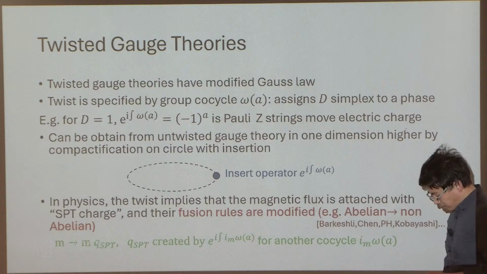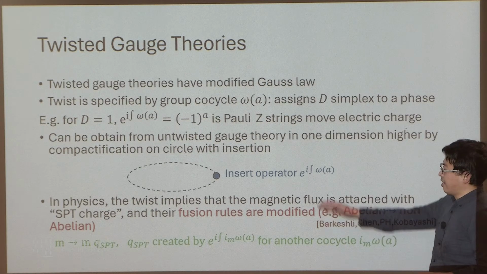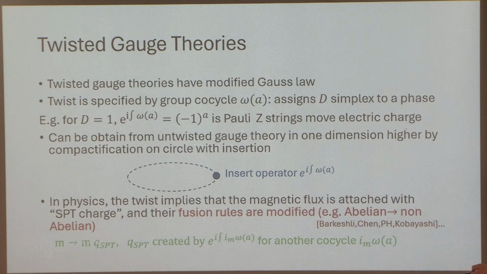This cocycle has a physical interpretation in terms of the topological response of some symmetry-protected topological phase. But what you need to know is that as long as you have a cocycle, I can write down a domain wall operator, and then I can reduce the theory on a domain wall operator to get a twisted gauge theory.